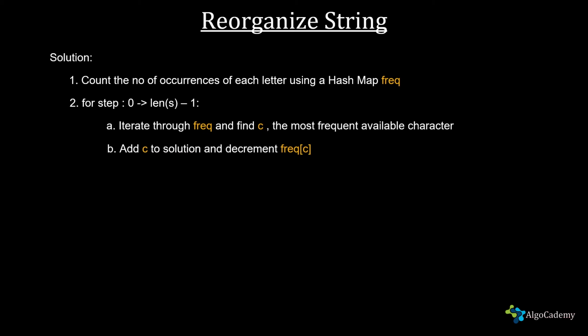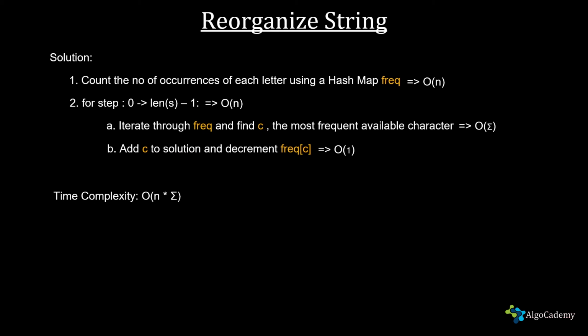Now let's see, what is the time complexity? Counting the number of occurrences of each letter means traversing the string S and incrementing the frequencies. So if the length of S is denoted by n, this takes big O of n time. Then the for loop performs n steps, and for each step we should iterate through the frequency, which has a size of sigma. Just a reminder, we use sigma to denote the number of characters in the alphabet, so sigma is 26. And then of course, appending C to the solution and decrementing its frequency takes constant time.